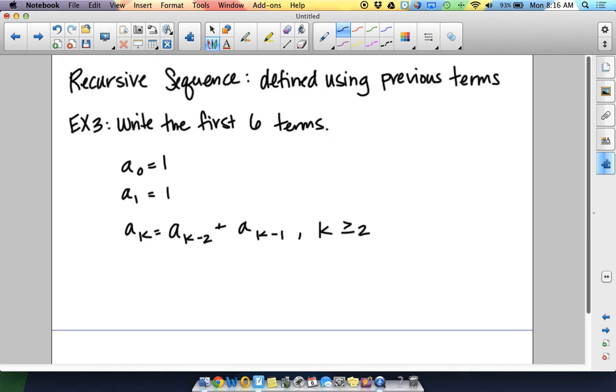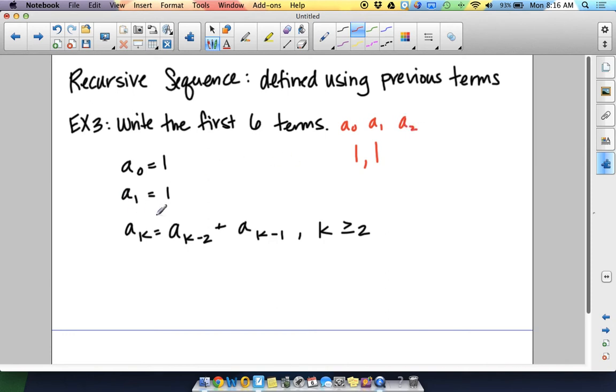So let's start our sequence. We're supposed to find the first 6 terms. So I'm going to just go over here and start listing. What's the very first term? You don't use an A, just what's the very first thing that I'm going to start with? 1. This is the first one, a sub 0. 1. What's a sub 1? 1. A sub 0, a sub 1. We need to find a sub 2.